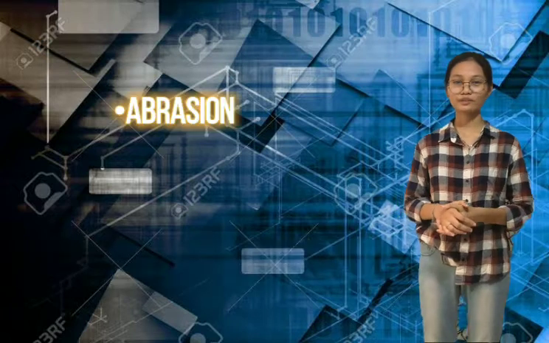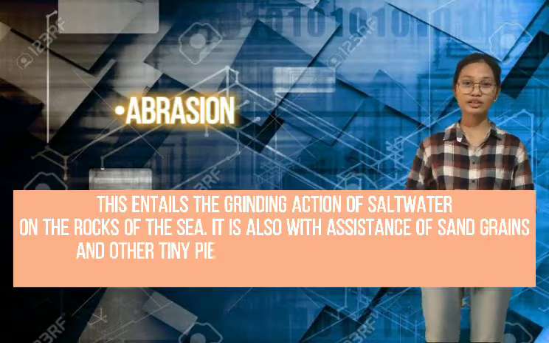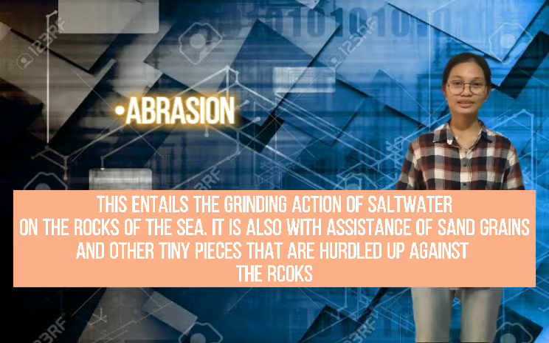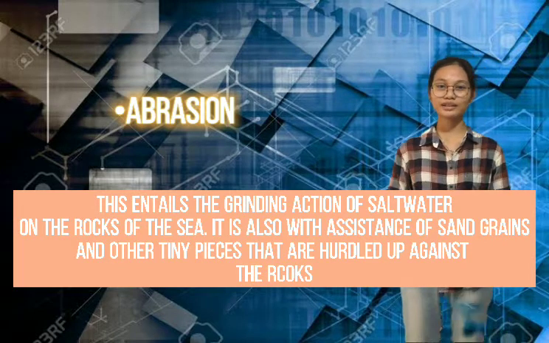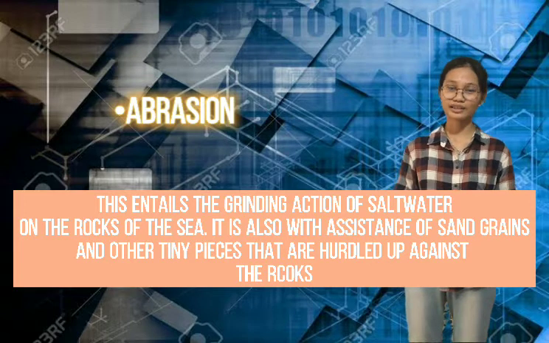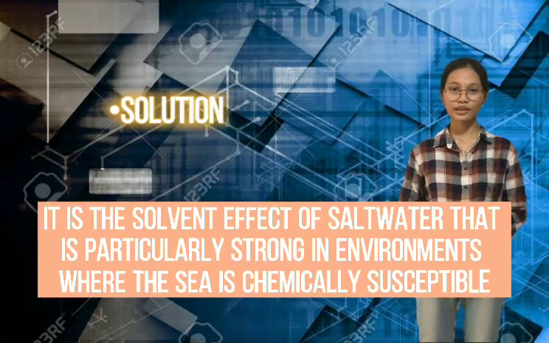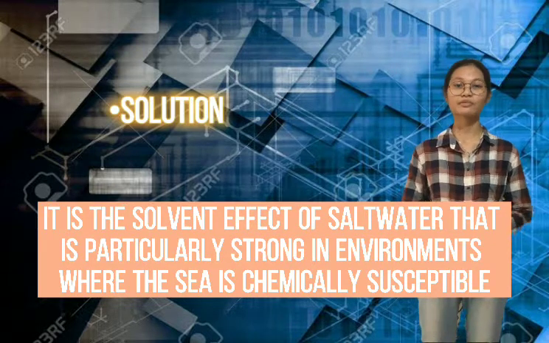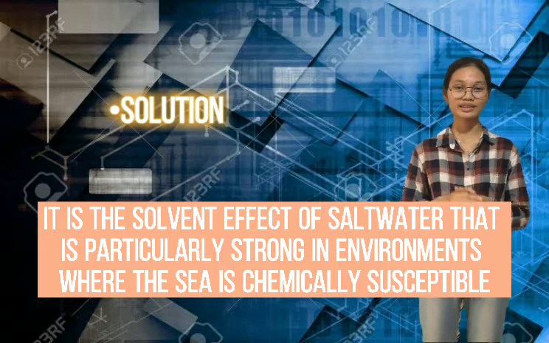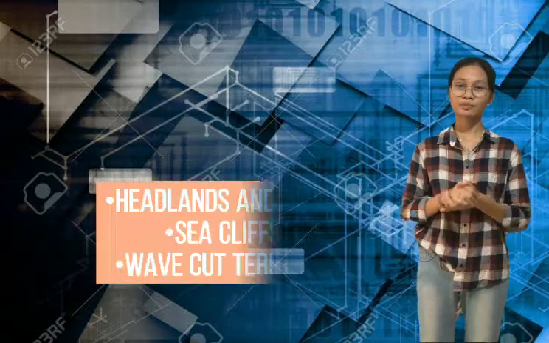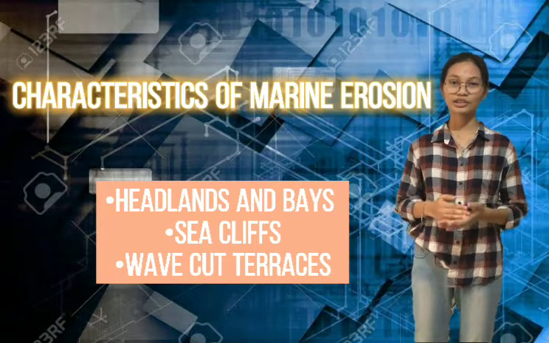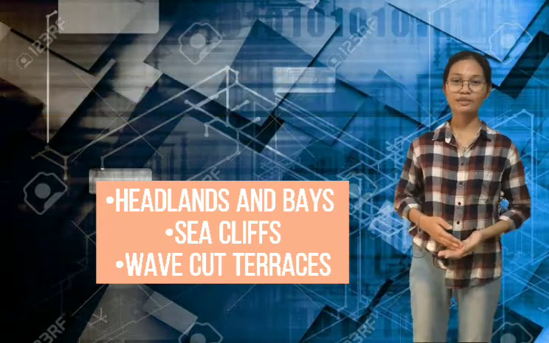Second is abrasion. This entails the grinding action of salt water on the rocks of the sea. It is also assisted by sand grains and other tiny pieces that are hurled up against the rocks. Third is solution. It is the solvent effect of salt water that is particularly strong in environments where the sea is chemically susceptible. Headlands, bays, sea cliffs, and wave-cut terraces are all typical characteristics of marine erosion.